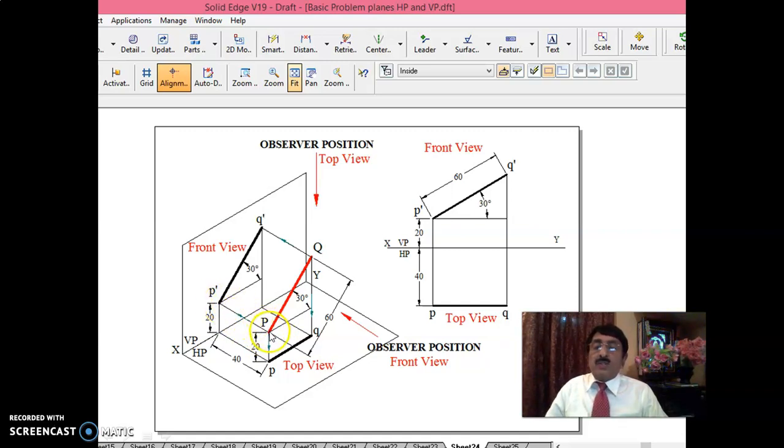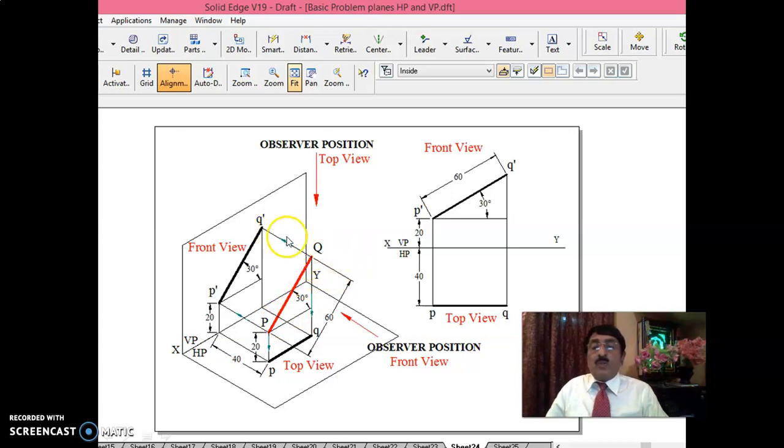Otherwise also we used to assume P was the fixed point. Q I used to move, either this way or this way, so as to give certain inclination to VP also. Now the inclination to HP is 30 degrees. So as to give some inclination to VP, I used to move this way or this way, whatever they are given. In that way, the line was inclined to both HP and VP.